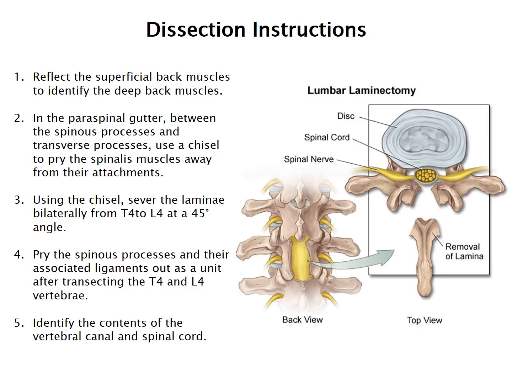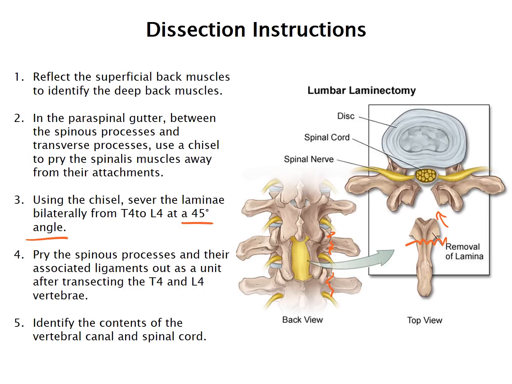However, to get there, you first need to use a chisel to pry away the spinalis muscle from its attachments on the spinous processes. Once the gutter is cleared of muscle, you can then take a chisel or a saw and sever the exposed laminae bilaterally from T4 all the way down to L4. And notice you need to do this at a 45-degree angle. This is key. If the angle is too sharp, you'll actually shear off the transverse processes. If the angle is too low, you will shear off the spinous process. So going in to make your cuts at a 45-degree angle will gain you access to cutting the laminae only.